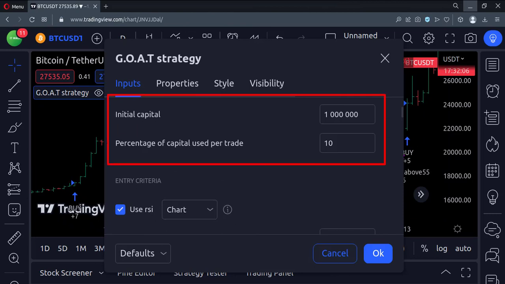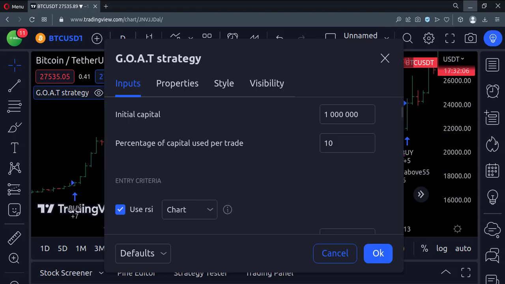Here you can set the initial capital value. The default value is set to 1 million. Also, you can set the percentage of capital to be used for each trade. By default, we are going to use only 10% of the available capital amount. If you want, you may change this value.